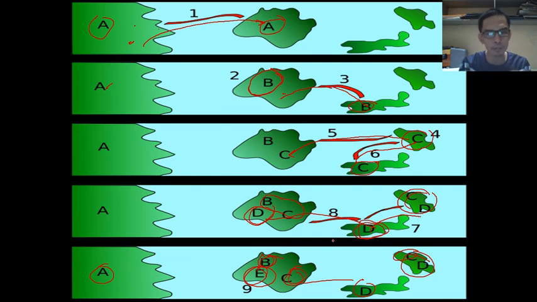As long as they belong to the same family, they are able to produce a new variety of organism that we have right here. So that is organism E. Okay, so that's how speciation works.